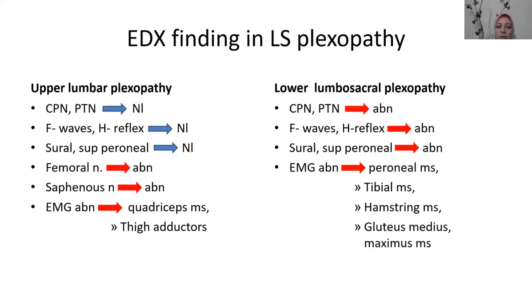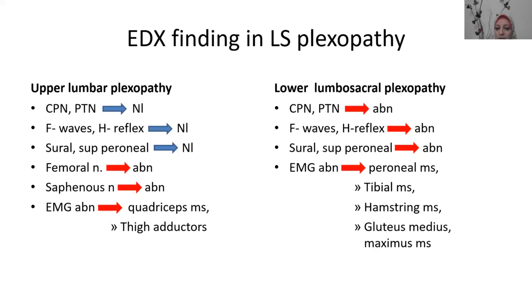So what is the abnormality? It will be in the femoral nerve conduction and saphenous nerve conduction, and the EMG will show abnormalities in the muscles supplied by the femoral nerve, and the obturator if it is involved.